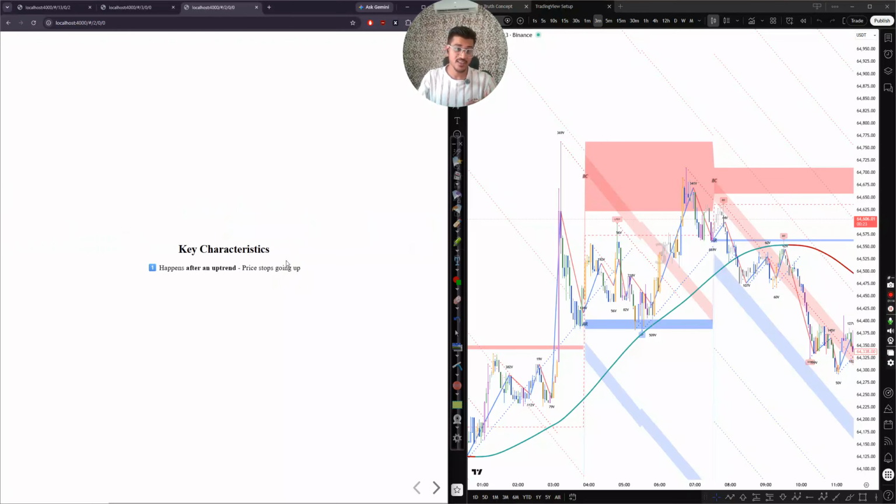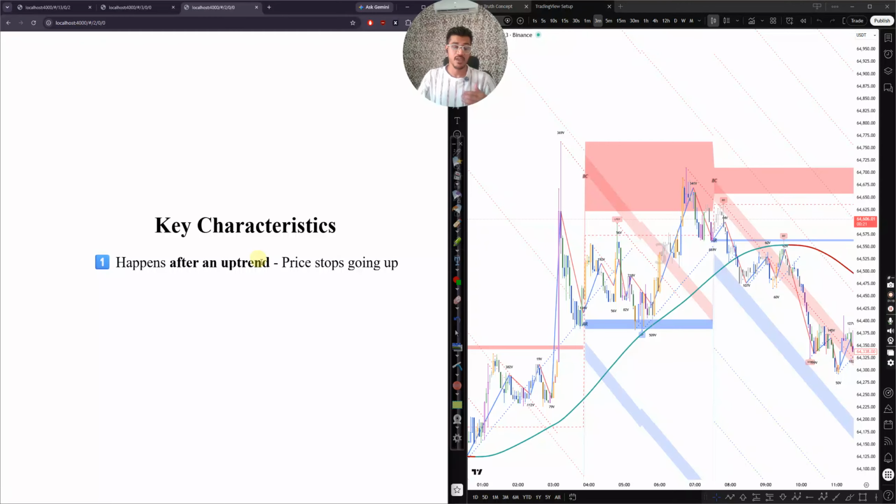So the key characteristics of a distribution: it happens after an uptrend, and price stops going up. Okay, so guys, whatever I taught you for the accumulation structure, identifying the characteristics of that, just reverse it for distribution. So first, this happens in an uptrend, and then price stops going up and goes sideways. Second is exactly that, price goes sideways, a trading range forms, right?